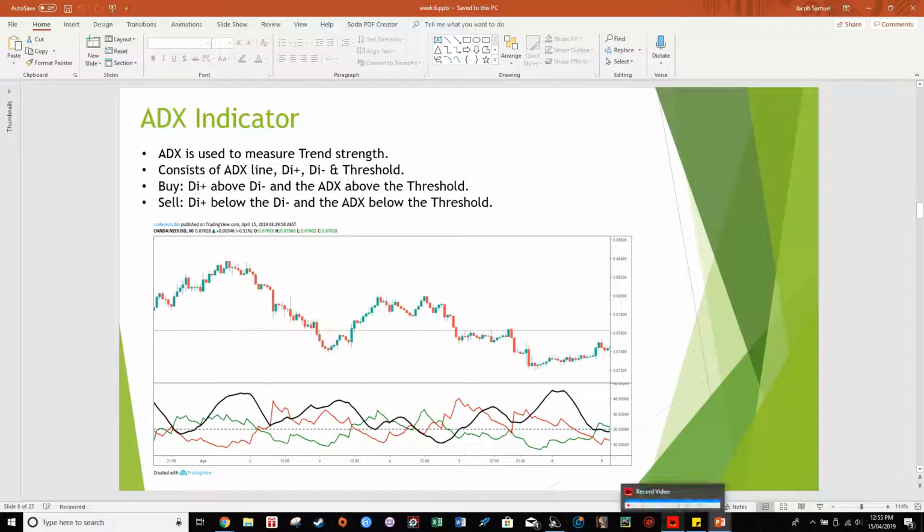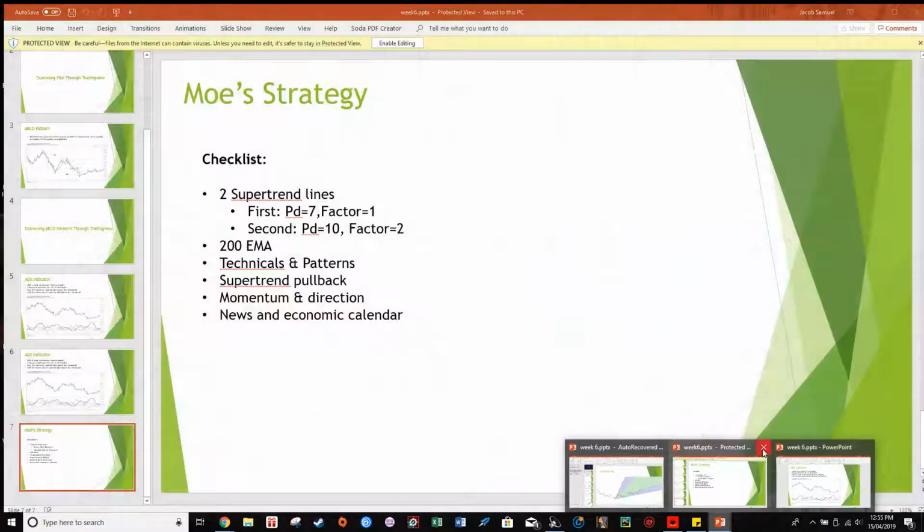Alright, so this stands for the average directional moving index.